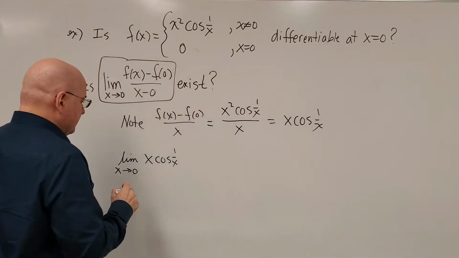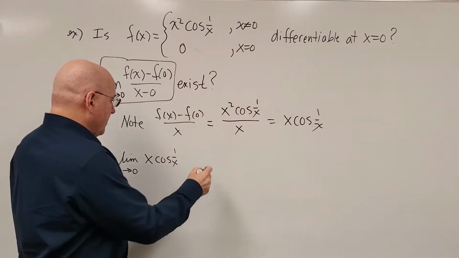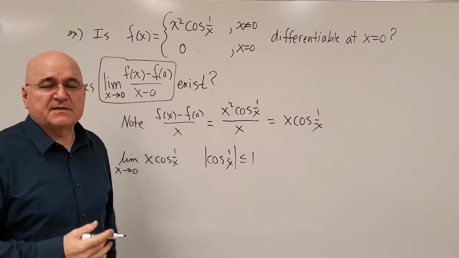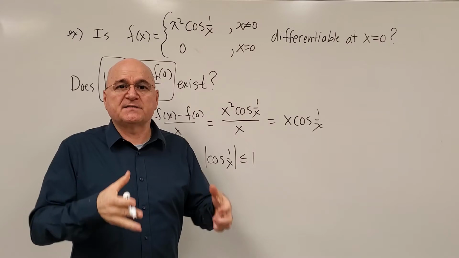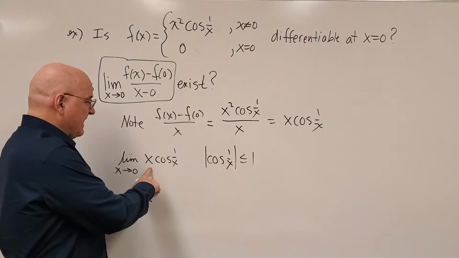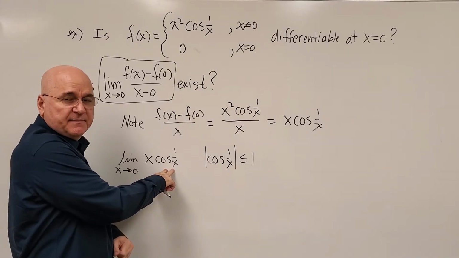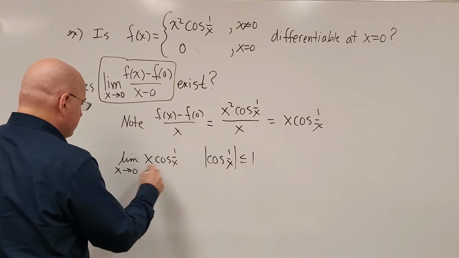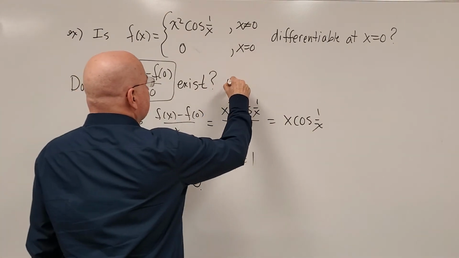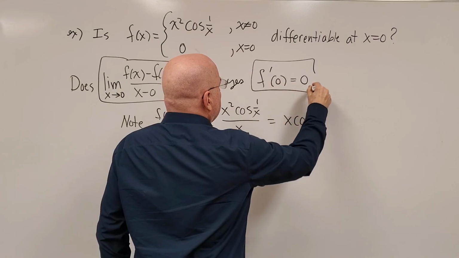But why do I know this limit exists? Yes, I know the limit as x goes to 0 of x is equal to 0. That's trivial. But cosine 1 over x in absolute value is less than or equal to 1. Cosine is between -1 and 1, so it's bounded. So we remember that if we have two functions being multiplied together, where one of them has a real number limit, and the other one doesn't have to have a limit. In fact, this one does not have a limit, but it's bounded. In this case, we know that this is equal to 0. So the answer is yes, and we can say that f prime evaluated at 0 is equal to 0.